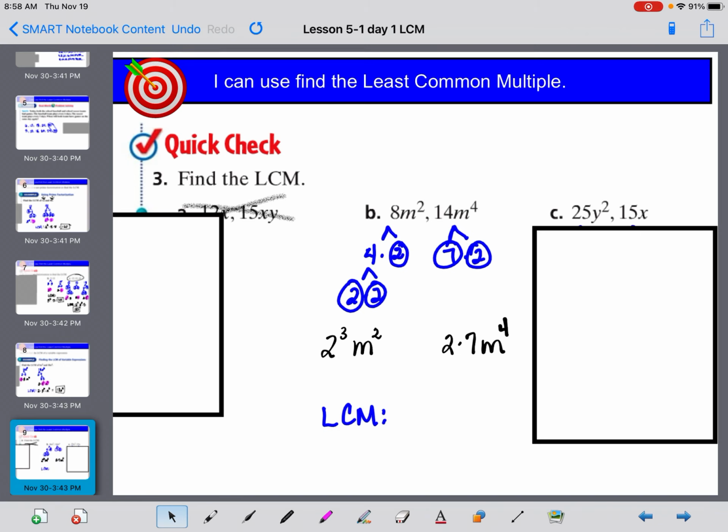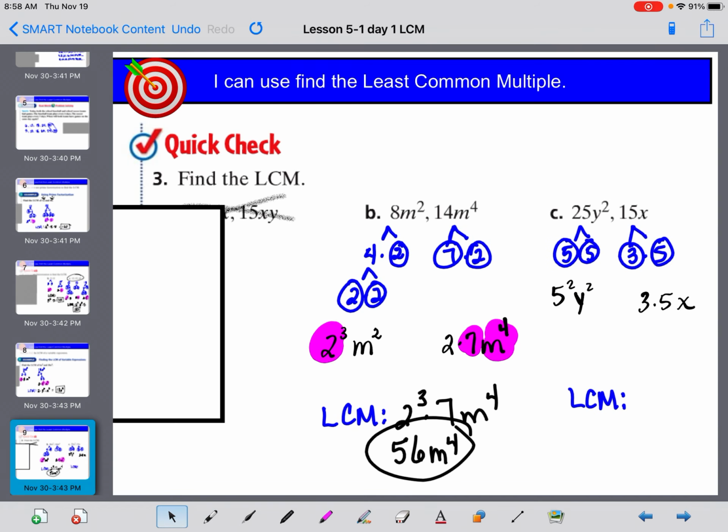All right, for this one, hopefully you got the same answers for the prime factorization. The largest of 2 to the 3rd is 2 to the 3rd. So write 2 to the 3rd down. Then the next one is 7. Then I've got m to the second and m to the fourth. And m to the fourth is the biggest. 2 to the third is 8. 8 times 7 is 56m to the fourth.